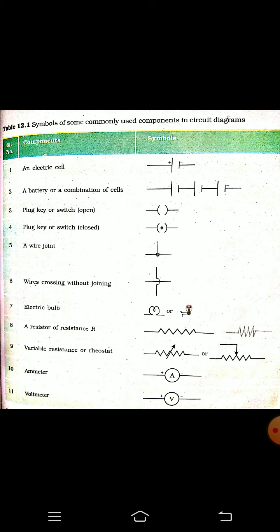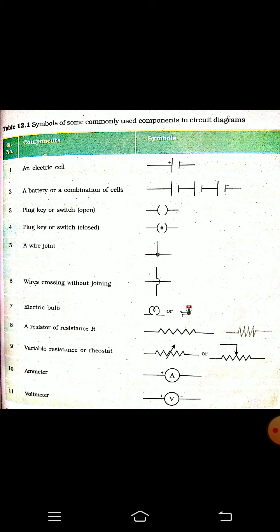First, an electric cell. It is represented by two vertical lines. One is bigger, another one is small. The bigger line shows the positive terminal of a cell. The smaller line shows the negative terminal of the cell.